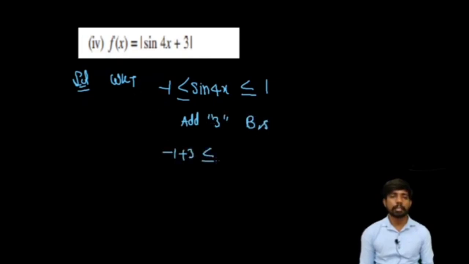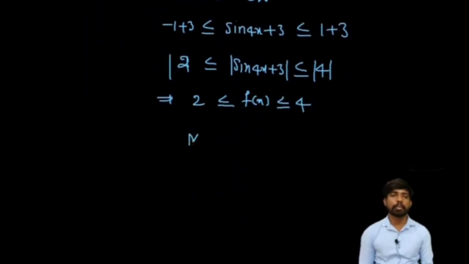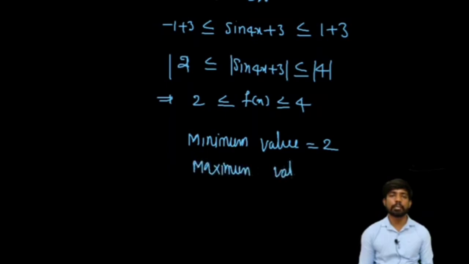So minus 1 plus 3 is less than or equal to sine 4x plus 3, which is less than or equal to 1 plus 3. Minus 1 plus 3 is 2, and 1 plus 3 is 4. Now apply modulus on both sides. So this is 2 less than or equal to f of x, less than or equal to 4. Therefore the minimum value is 2 and the maximum value is equal to 4. That's all. These are the solutions for the given question.